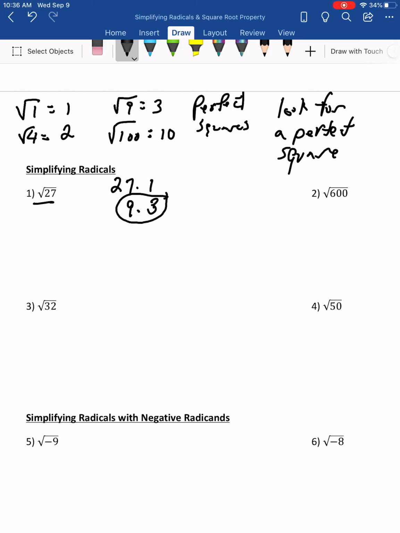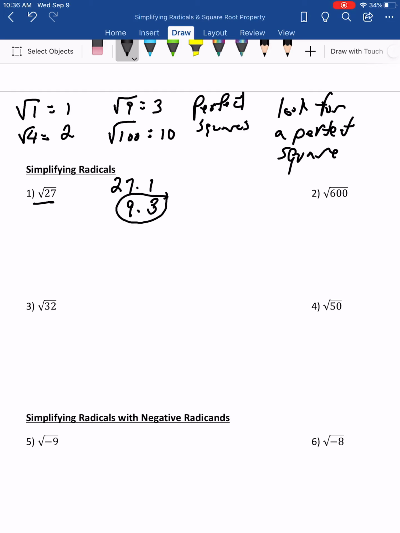Okay, square root of 600, it would take quite a long time. 600 times 1, 300 times 2, 200 times 3, 100 times 6, and oops, I forgot 120 times 5. All right, as soon as you see a perfect square on this list, stop. You don't want to keep going, all right?